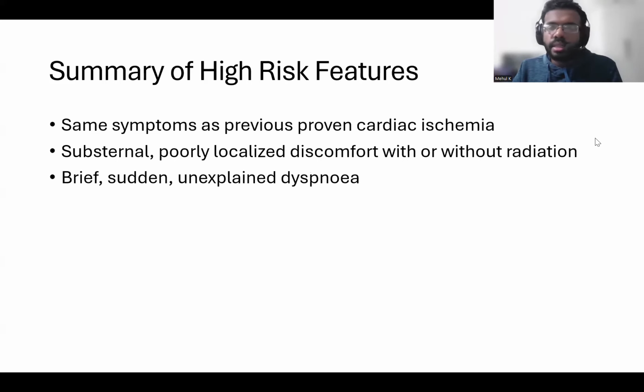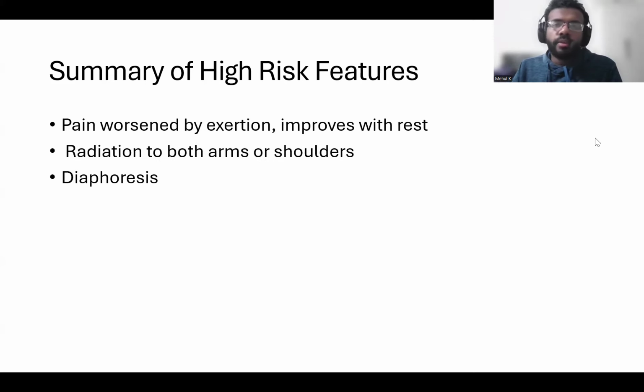High-risk features: similar to prior MIs, substernal poorly localized chest pain, unexplained dyspnea, worsened with exertion. If it's there, then it does increase the risk somewhat. And radiation to both shoulders or both arms and diaphoresis, these are things that will increase the risk of ACS. So I hope you have a better idea about how to evaluate patients with chest pain from this talk. Thank you.